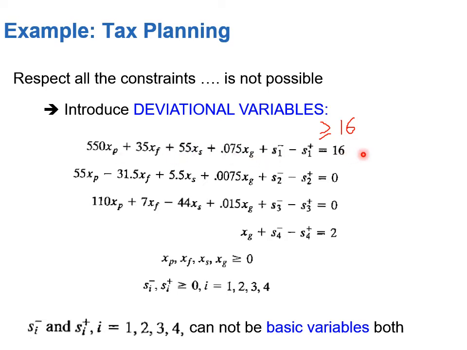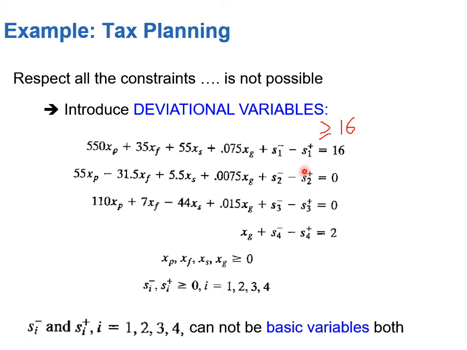We convert this to an equality constraint. And we will, of course, talk about how these work. Similarly, for the second one, remember this second constraint was a greater than or equal to constraint, and we changed it again to equality by adding two new variables, S2 minus and S2 plus.